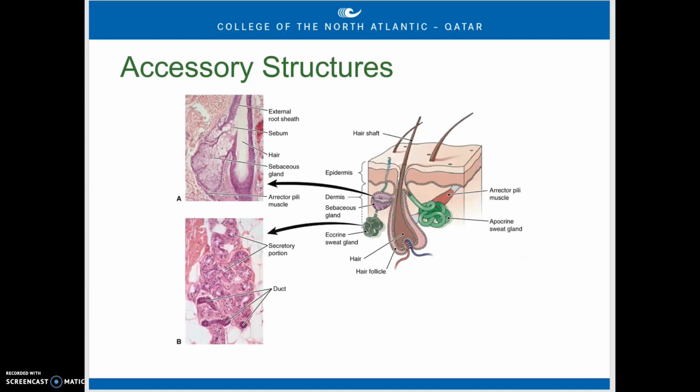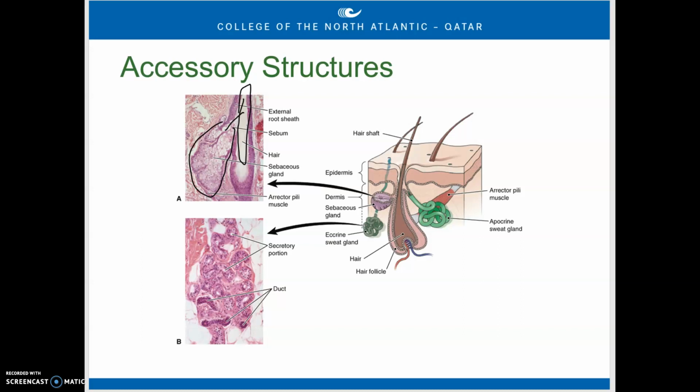So here's a look at these glands again. On A here, you're going to see the sebaceous gland. This whole structure here is a sebaceous gland, and it's got its duct that empties out into or next to the hair shaft, which would be right here. Over here, we're going to see a sudoriferous gland, or a sweat gland.